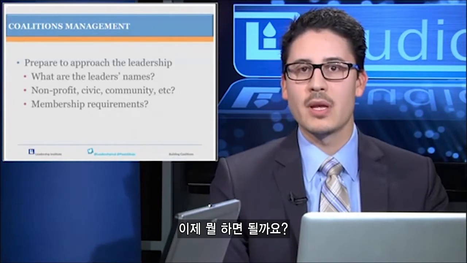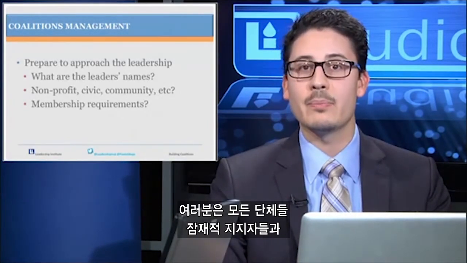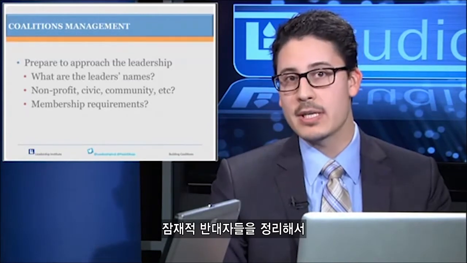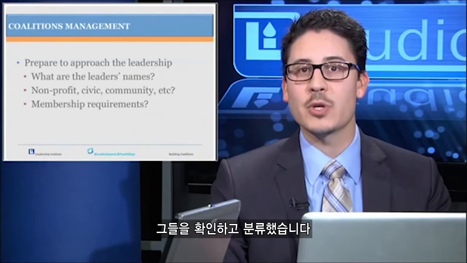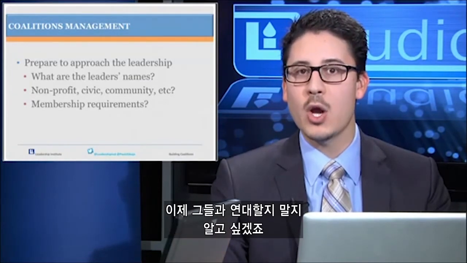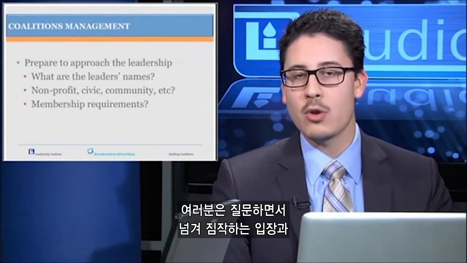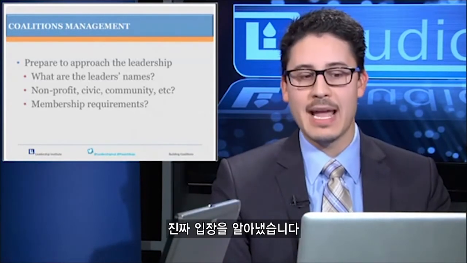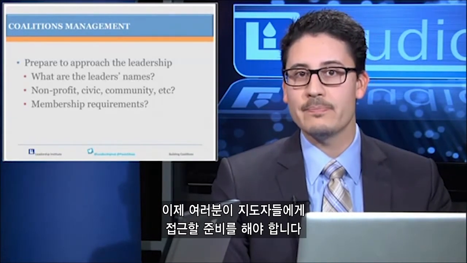What do you do? You've obviously listed all the groups, potential supporters and potential detractors. You've identified them. You've categorized what you want out of them. Remember, you want to know what you want out of them. You found out their perceived position from what you know, their actual position by asking. Well, you've got to prepare to approach the leadership.